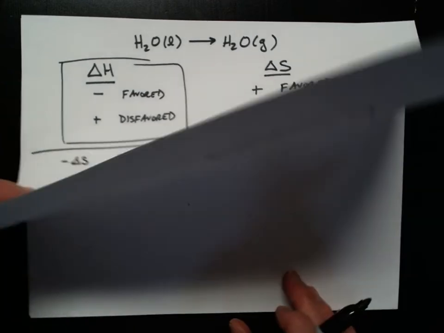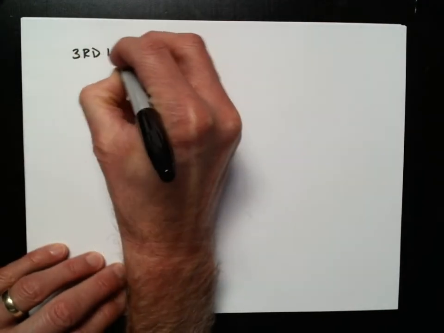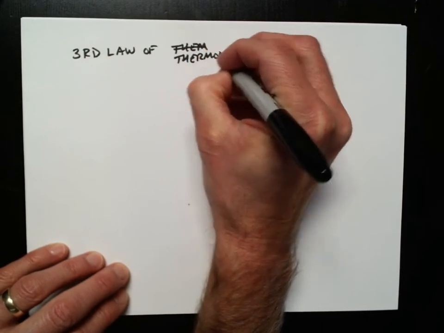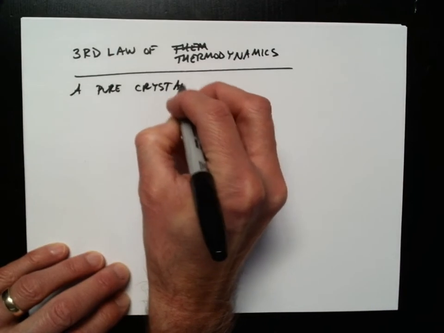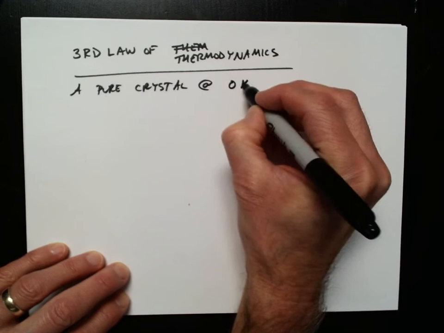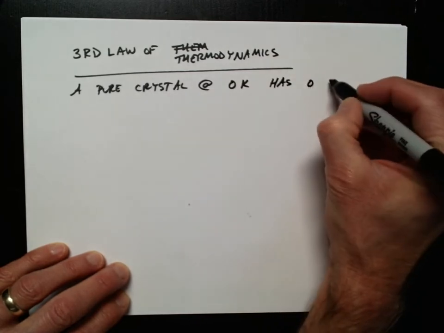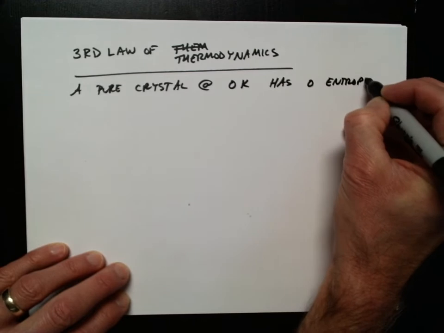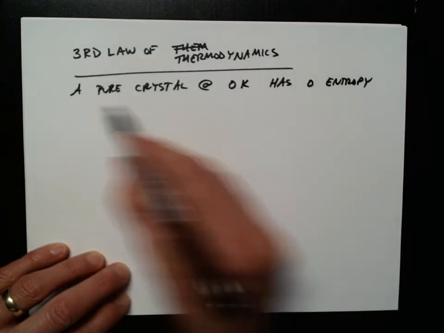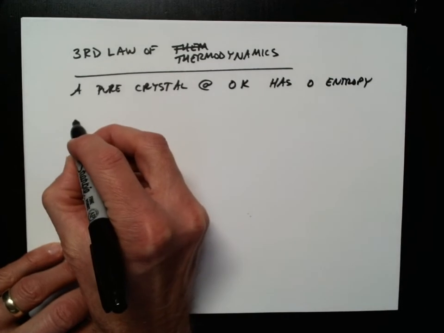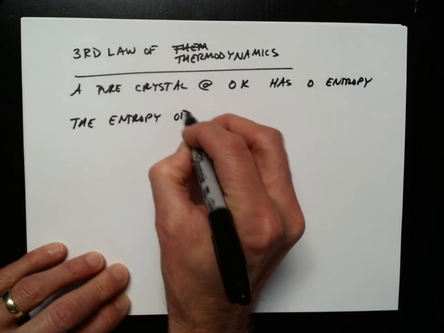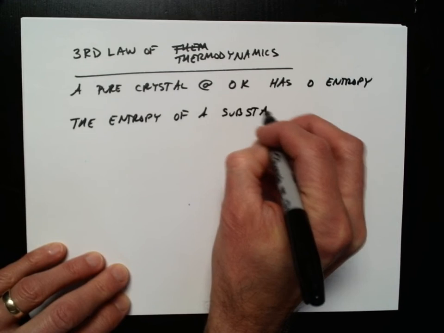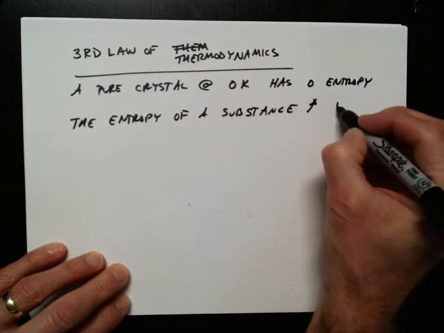There's an important law of thermodynamics that deals with the entropy. It is known as the third law of thermodynamics. A pure crystal at 0 Kelvin has 0 entropy. This tells us a couple things. The entropy of a substance increases with temperature.